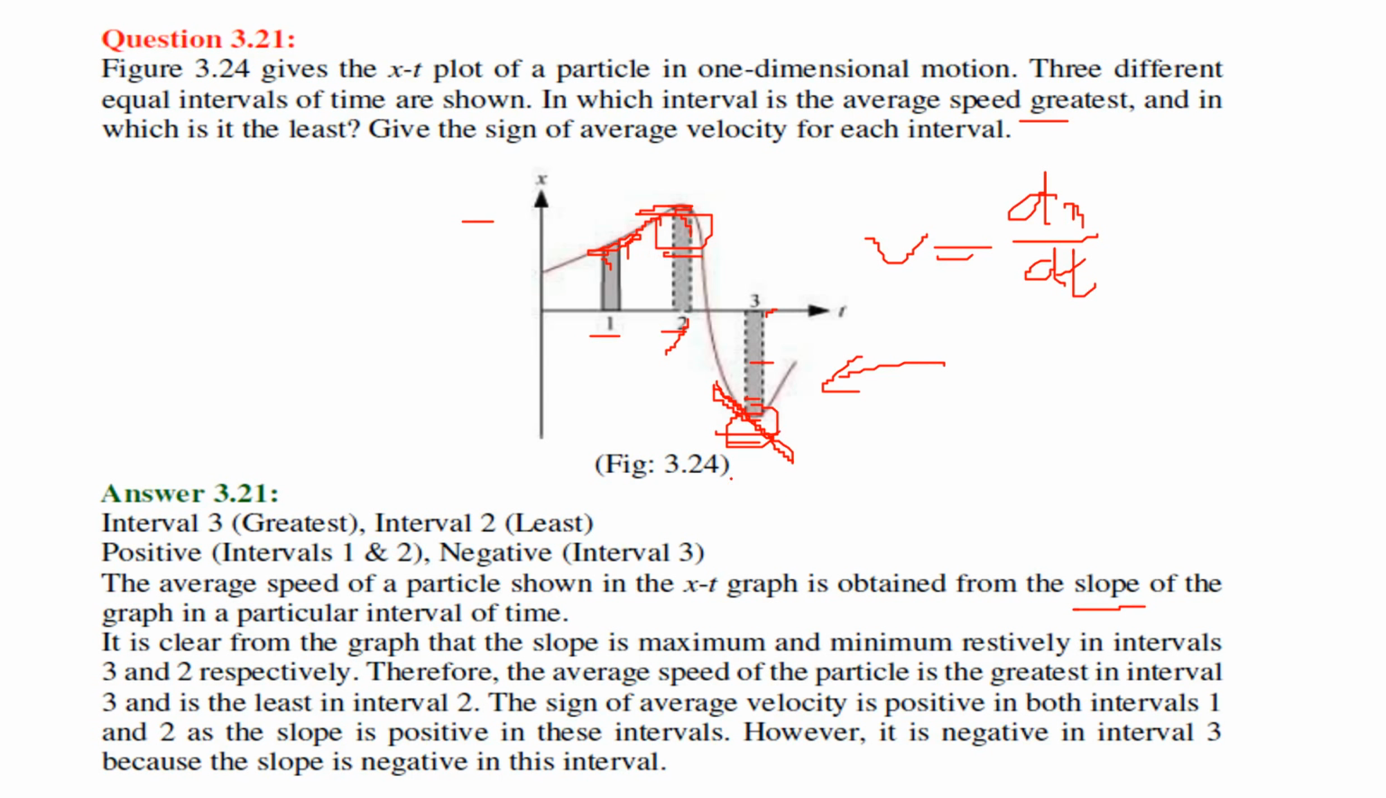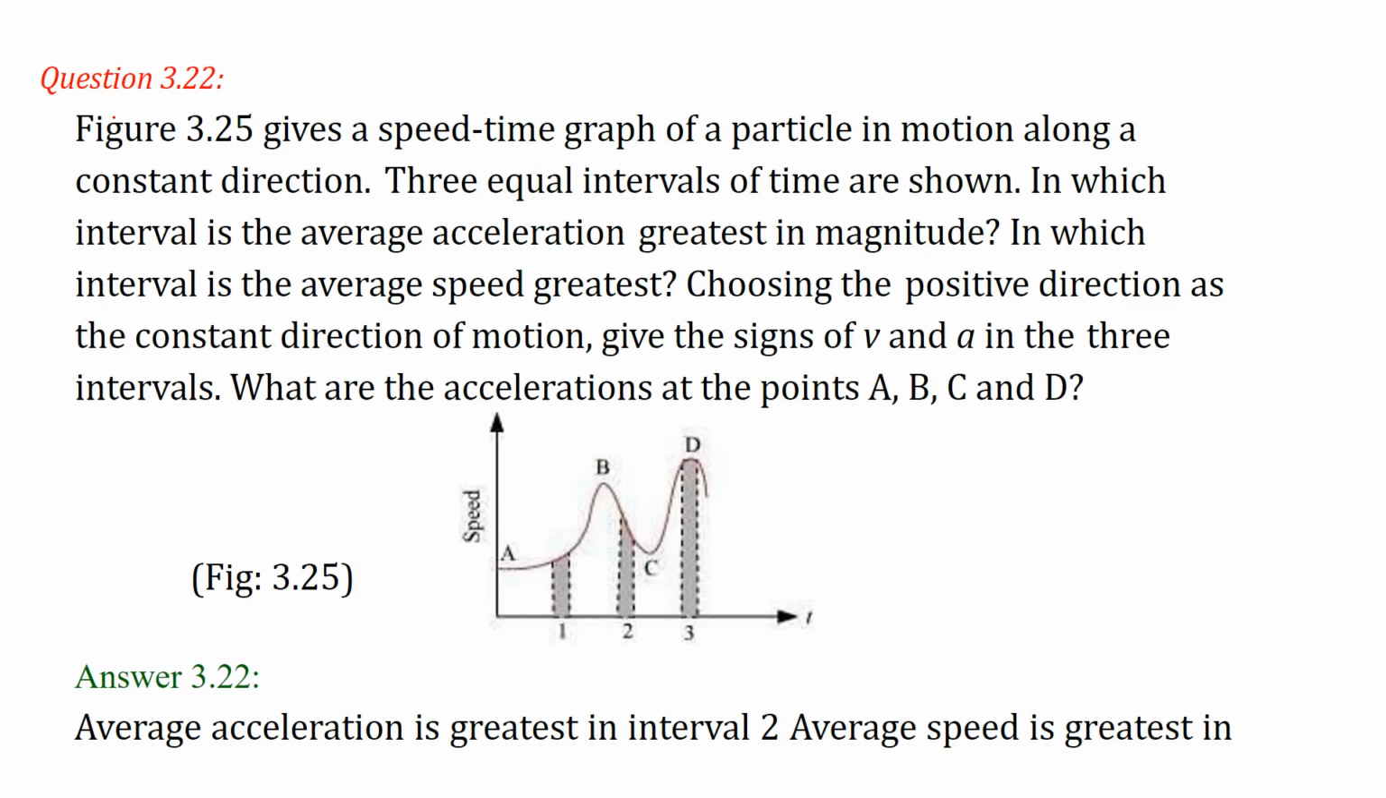This is very clear. Now how about the sign? The sign of average velocity is positive in intervals 1 and 2, because the graph is above, so 1 and 2 are positive. In 3 it is negative, because it is on the downside, and the value, which is the slope, is also coming negative.